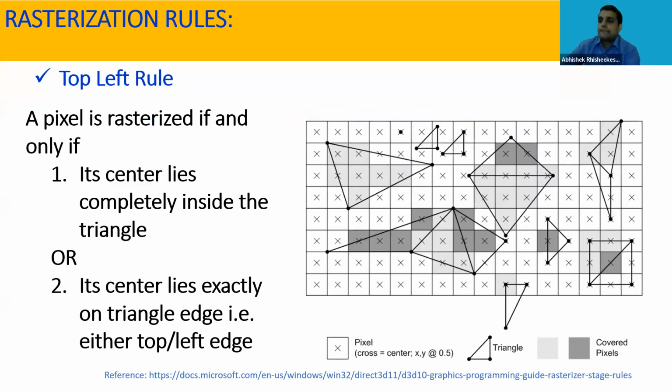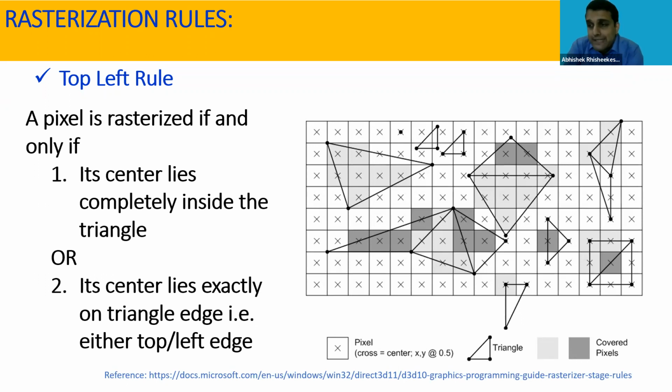Now, in order to achieve these requirements, certain rasterization rules are established. One set of such rules is the top left rule. It states that a pixel is rasterized if and only if its center lies completely inside the triangle, or its center lies exactly on the triangle edge, that is, either a top or left edge. In case of corners, the pixel center lies exactly on multiple edges, that is, top or left edges.